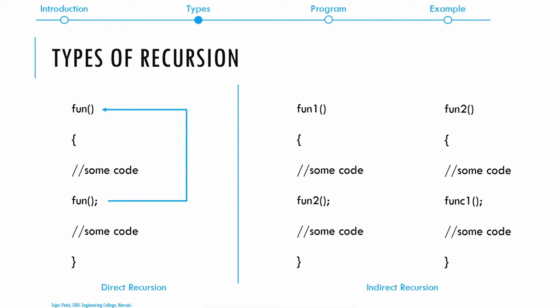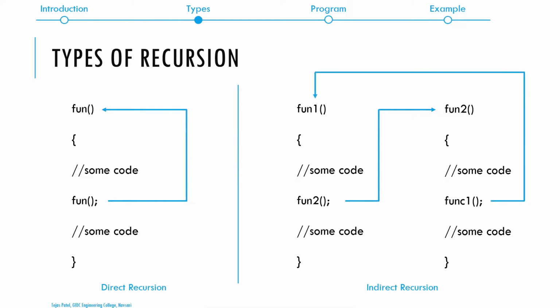In case of indirect recursion, function will call another function and that another function will call the first function. Consider the example shown here where function 1's definition contains call to function 2 and function 2's definition contains call to function 1. Hence, ultimately function 1 is calling itself by means of function 2. This is called indirect recursion. Next, let's move on to the program to better understand the concept of recursion.